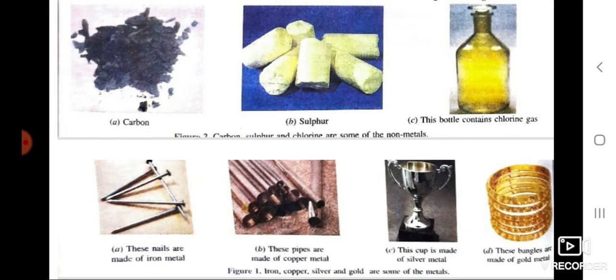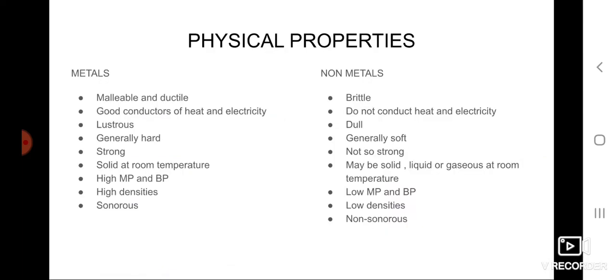The most abundant non-metal in the Earth's crust is oxygen, which constitutes about 50% of the Earth's crust. The second most abundant non-metal in the Earth's crust is silicon, which constitutes about 26% of the Earth's crust. Now, let's start with physical properties of metals and non-metals.